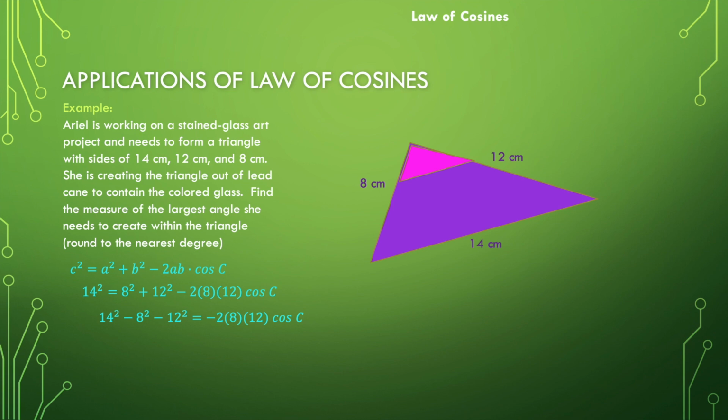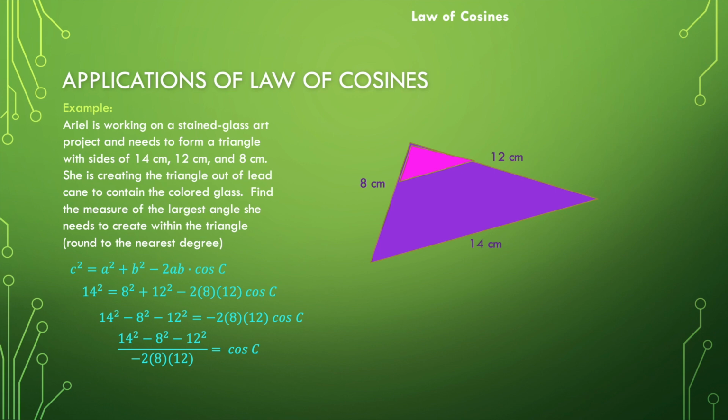Great. Okay, now notice that this is something being multiplied by the cosine of C. So we're going to divide that out. So divide both sides by that, and we would end up with 14 squared minus 8 squared minus 12 squared divided by negative 2 times 8 times 12 is equal to the cosine of C.